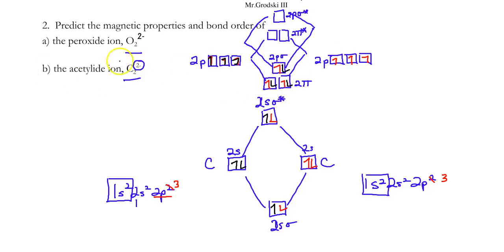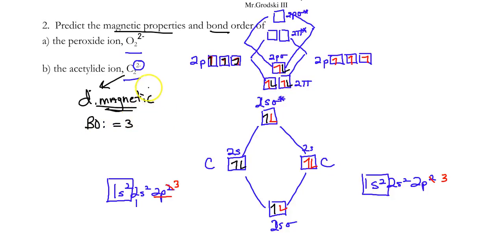And what does this give me? Predict the magnetic properties and bond order. Well, first of all, the magnetic properties, this guy is going to be diamagnetic. The reason is there are no unpaired electrons in any of the orbitals, so all the opposite spins cancel out. And the bond order, well, quickly this anti-bonding is going to cancel this out, and there's nothing to cancel these 3, so the bond order is 3. And that would be for C2 negative.